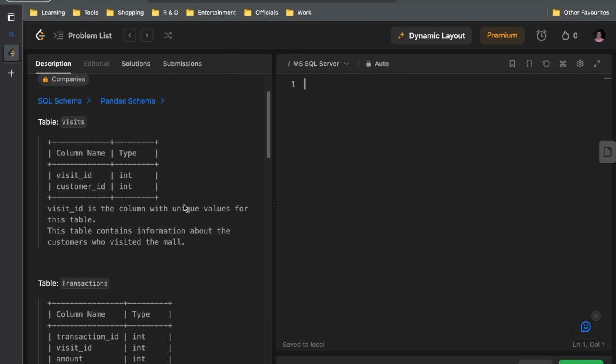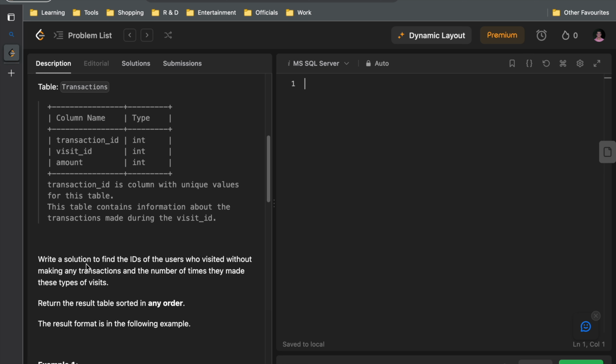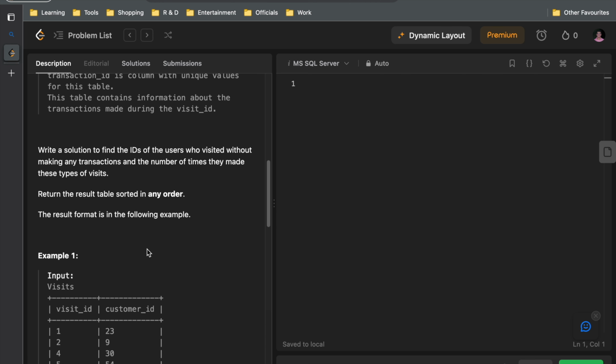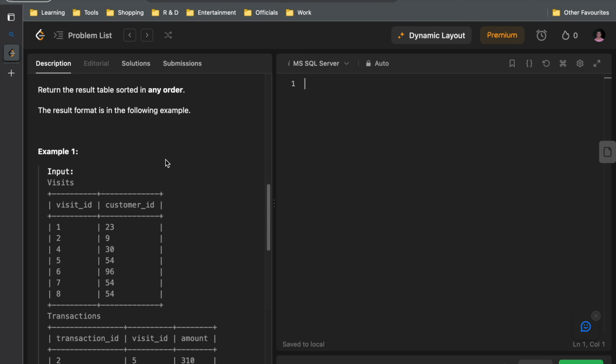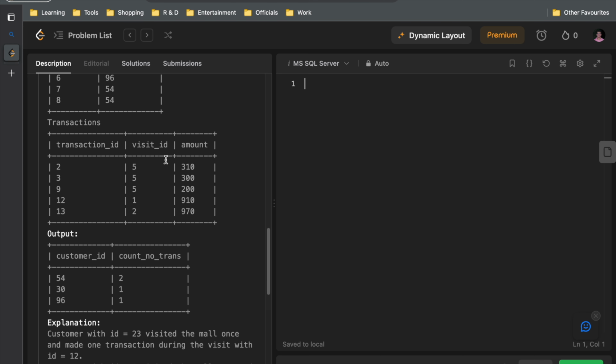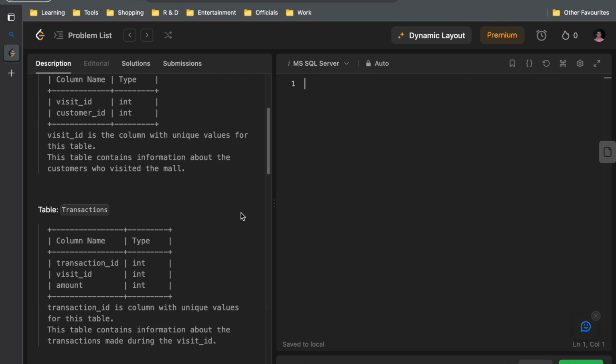I'll just quickly go through the question. Write a solution to find the IDs of users who visited without making any transaction and the number of times they made these types of visits. Return the result in any order, so it doesn't matter. So let's just write a query.